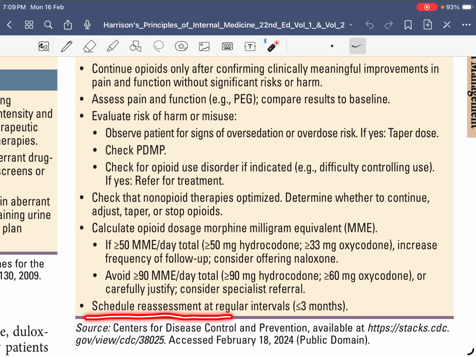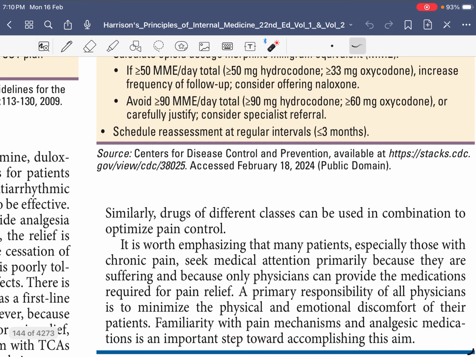Schedule reassessment at regular intervals, that is, less than 3 months होना चाहिए. सोर्स: सेंटर फॉर डिजीज कंट्रोल एंड प्रिवेंशन, available at STACKS CDC. ओके, पब्लिक डोमेन में ये सब available है.